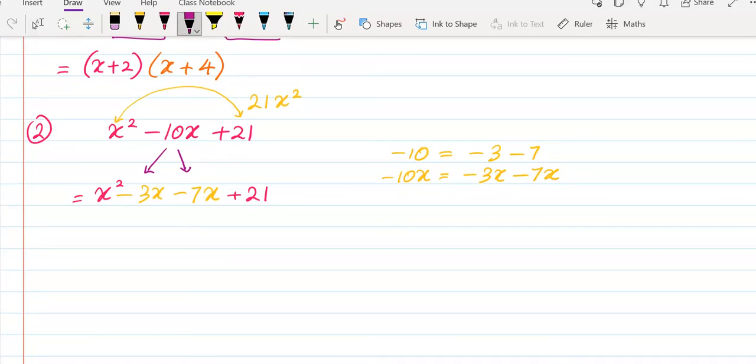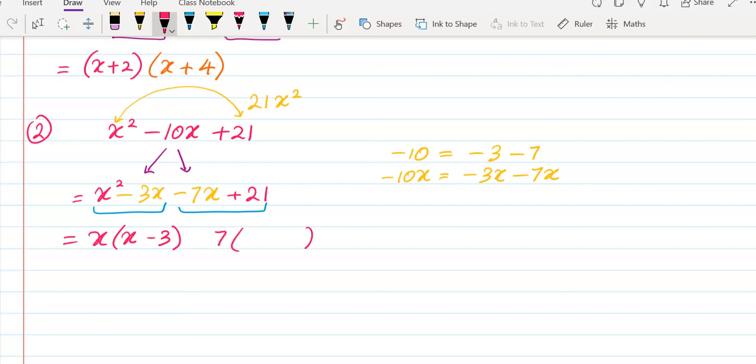Now what do I do? I group them. First two and then the next two. This is a little tricky in the second part. However, let's have a look at that fairly quickly. The x is in common for x squared and negative 3x. From the x squared, it is x times x. Therefore, x is left. From negative 3x, it is negative 3 left. The x is outside. The next one, of course, 7 is in common.